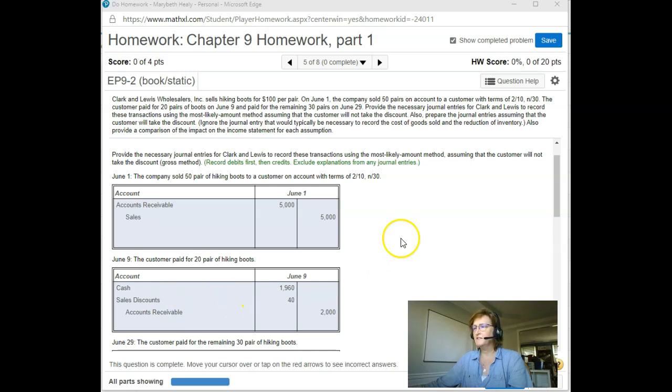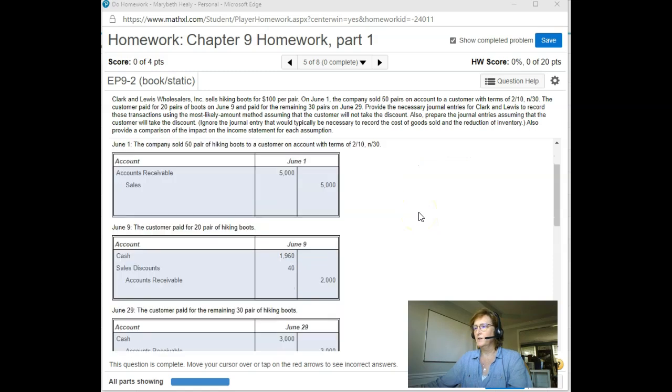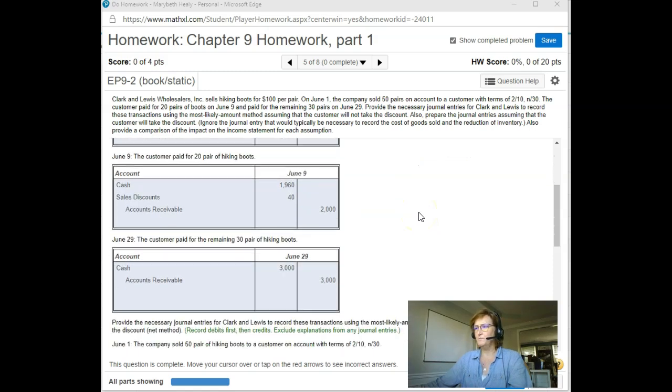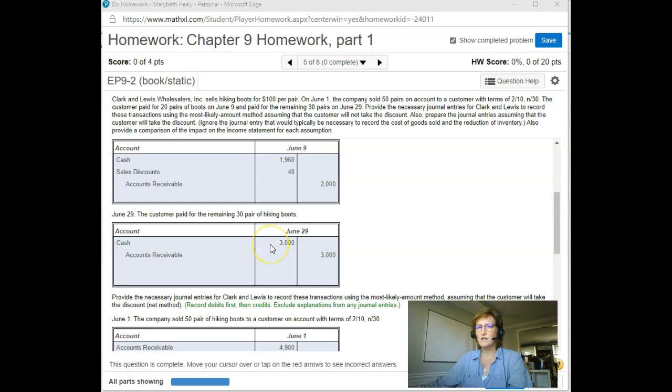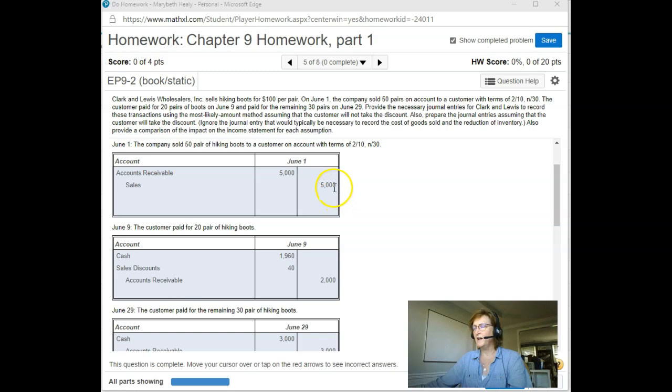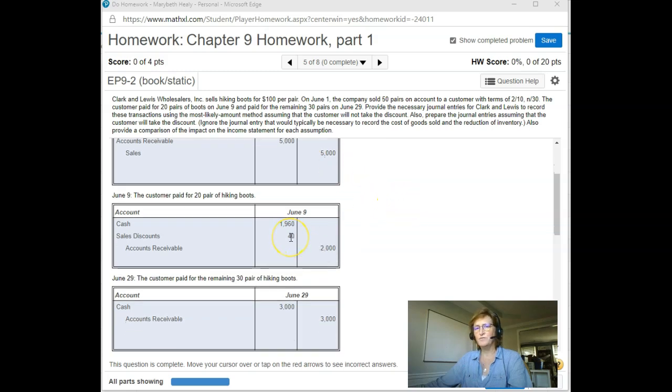All right, now let's see what happens for the other 30 pairs. Well, we don't have to do anything special. Basically, we simply take the cash, $100 times 30 pairs of boots. Cash comes in of $3,000. Accounts receivable is $3,000. So at the end of this transaction, we've collected all the money for all the pairs of boots, and as it turns out, the initial sale was $5,000. This sales discount is $40. Remember I said that's a contra revenue account. Our net sales from this is going to be 5,000 minus 40. That's our net sales from this transaction.